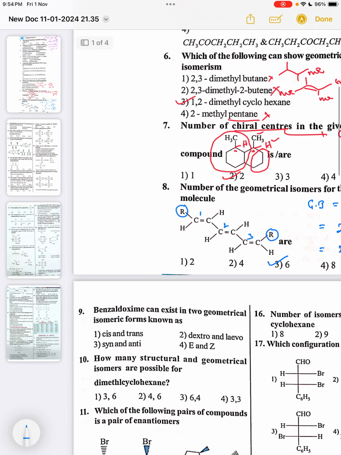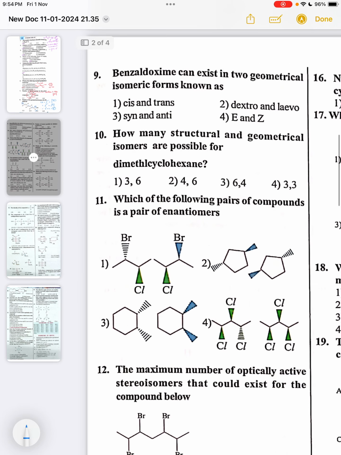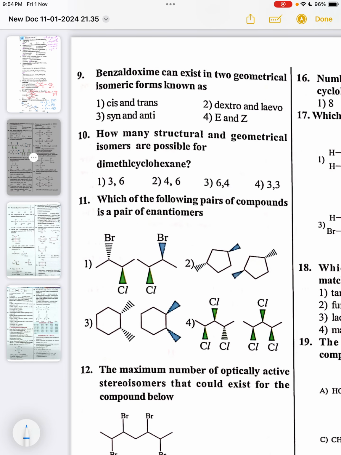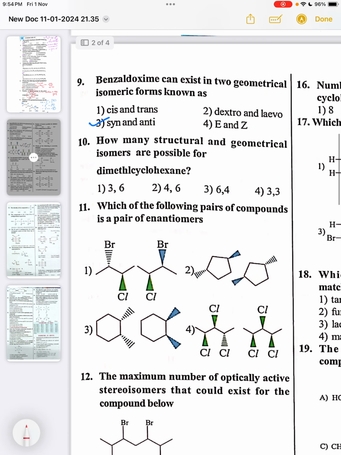Next, coming to the 9th question, benzaldehyde can exist in two geometrical isomeric forms known as syn and anti. Why? Because the molecule we can represent like this, benzaldehyde oxime, so CH double bond NOH. H and OH both on the same side of the double bond is called syn, and the other is anti-isomerism.